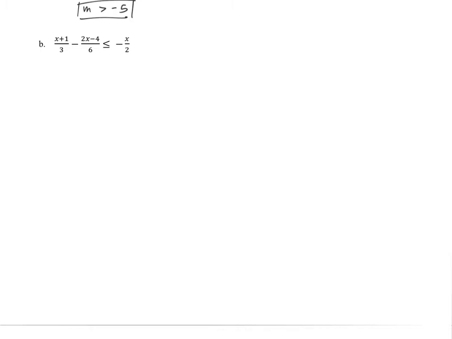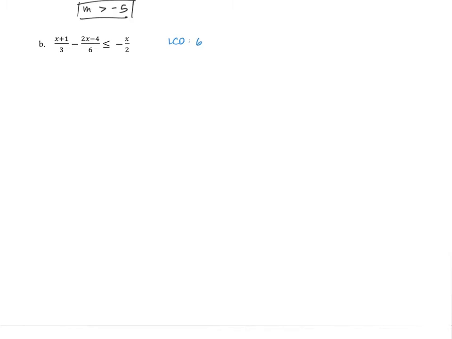I have fractions. Let's see. Well, if I was to multiply across to get rid of the fractions, would that be a problem? No, because I could pick a number I know, and then as long as it's not a negative, I wouldn't have to worry about flipping signs. So let's pick a common denominator to get rid of those fractions. It's going to be 6.